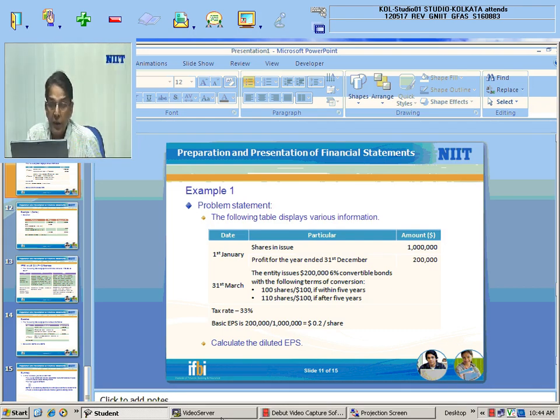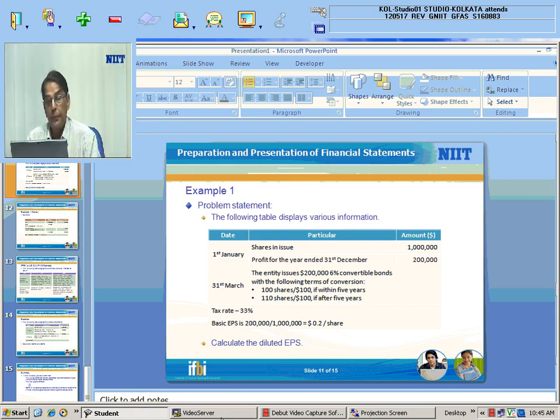Tax rate is 33%. The basic EPS calculation is very simple: 200,000 divided by 1 million, because there has been no other share issue during the year. So the weighted average number of common shares during the year is 1 million. There have been no other share issues. So 200,000 divided by 1 million, so $0.2 per share is the basic EPS. So you now have to calculate diluted EPS.